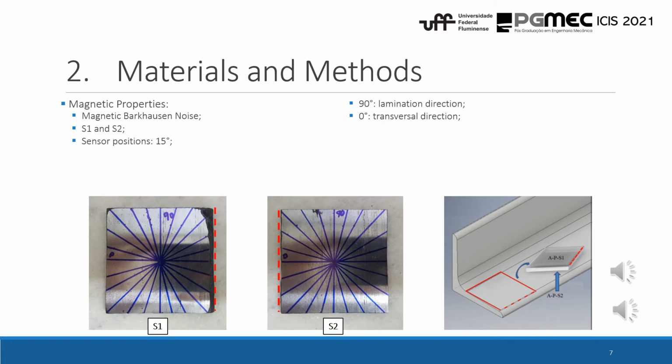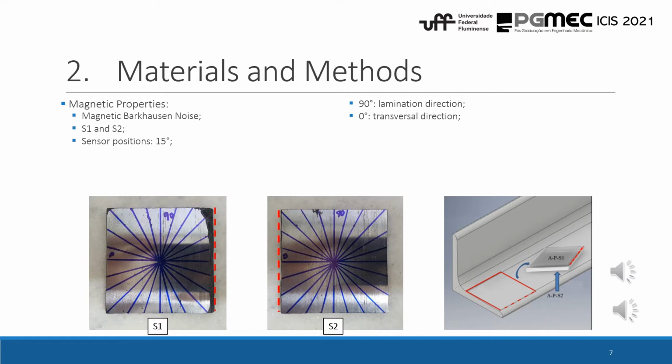In order to evaluate the magnetic properties of this material, we first analyzed it by the magnetic Barkhausen noise test. We analyzed it on surface 1 and surface 2 of the same sample. The position of the sensor was in the center of the sample, varying 15 degrees, as you can see in the marks on the images we have here. On the position of 90 degrees, it is the lamination direction, and on the position of 0 degrees, it is the transverse direction of lamination.